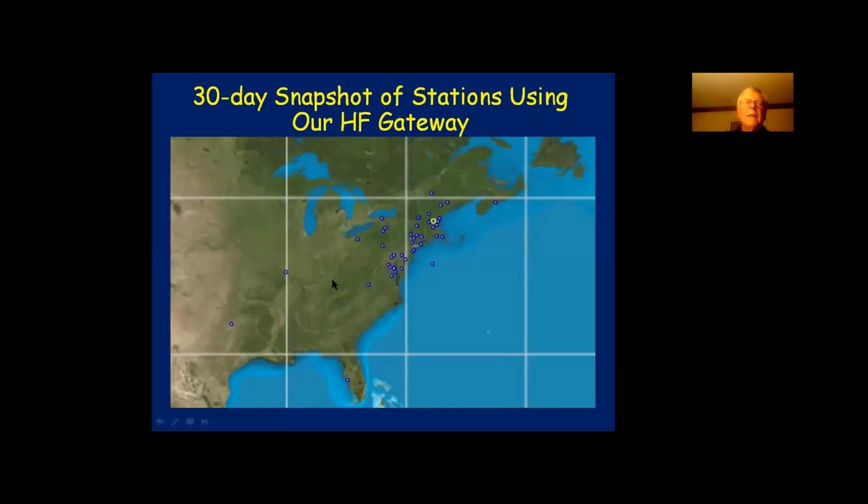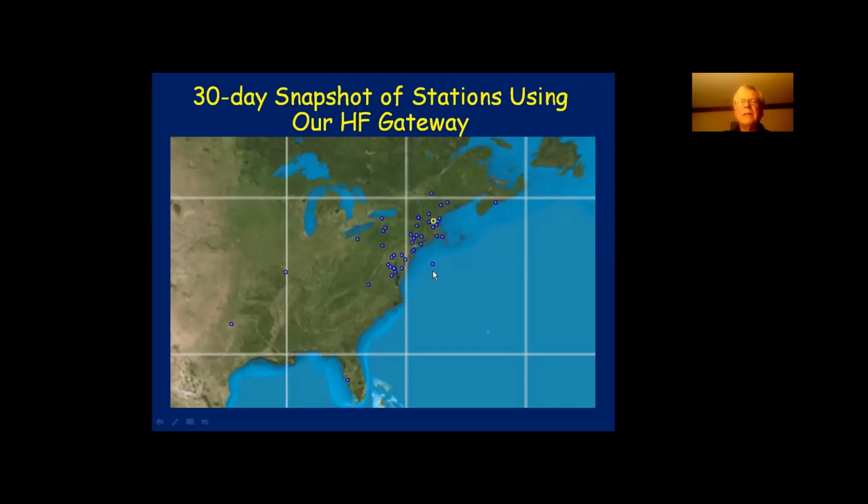This is a 30-day snapshot of stations using our HF gateway. It's a map produced by the Winlink system, and I might have chosen different colors for the station locations. This is not a mistake. This is actually a vessel that came into our station. It was trying to reach the Coast Guard because it was in heavy fog, and its navigation beacon was out. So it was asking the Coast Guard to put out a notice to mariners because it didn't want to get run over by a much bigger boat.